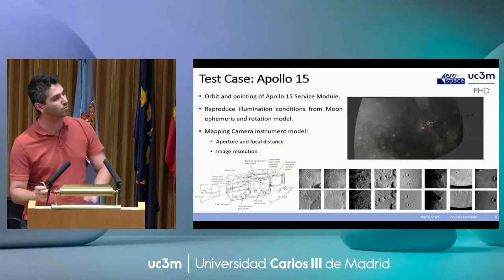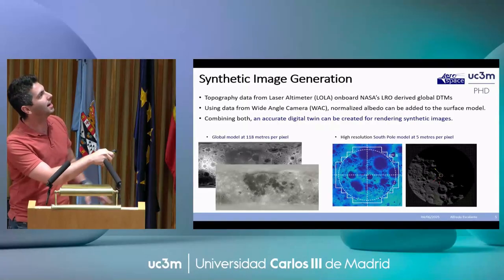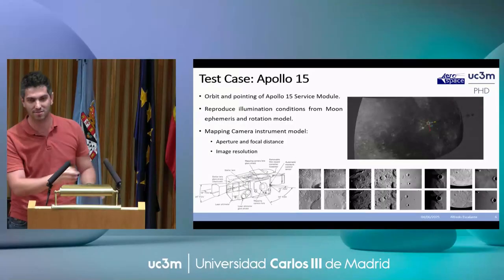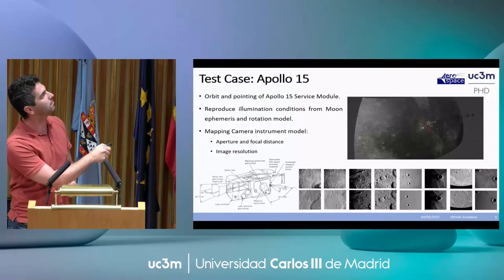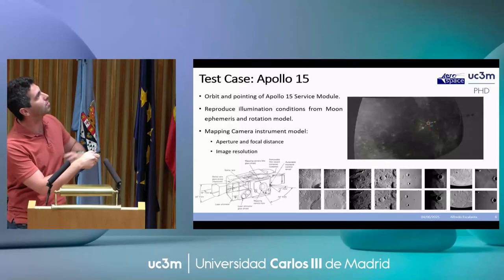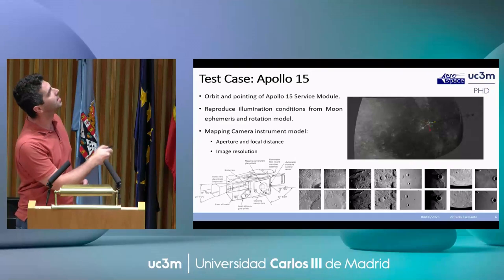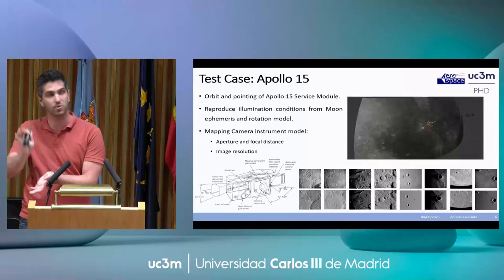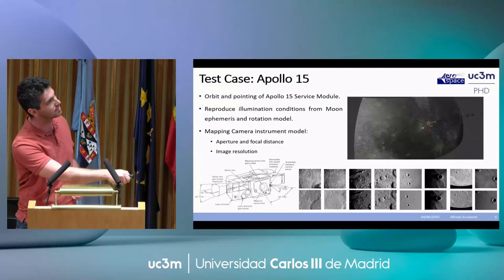So what we wanted to do is we created this digital twin with LRO data only. And with that, we generated synthetic images. Then we are going to test it with Apollo 15 images, which are 40 years older. So we started by taking the reconstructed orbit and pointing of the spacecraft. We reproduced the illumination conditions from ephemeris and rotation models of the moon, the sun position and so on. And also the instrument model of the mapping camera, which is basically the field of view and the image resolution. So with that, we can accurately reproduce all the images.